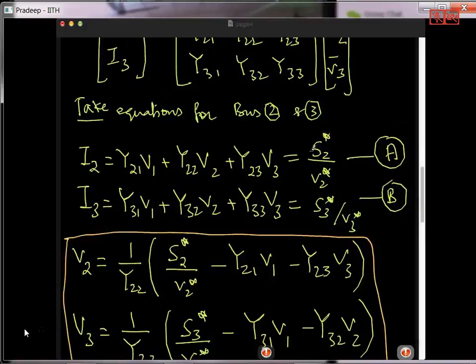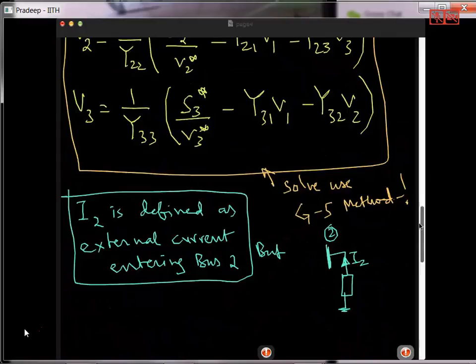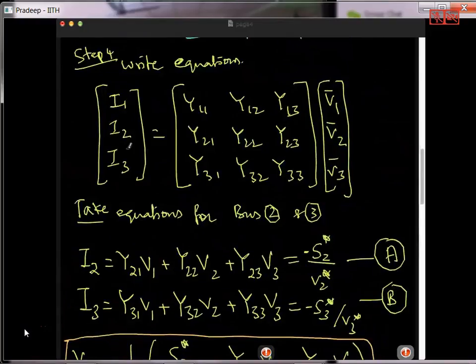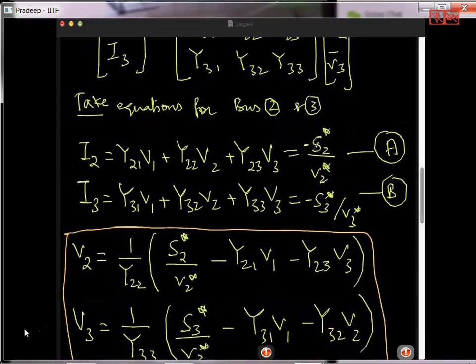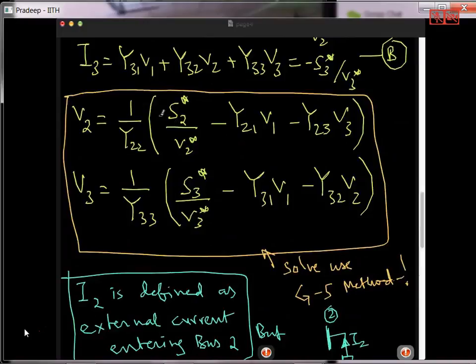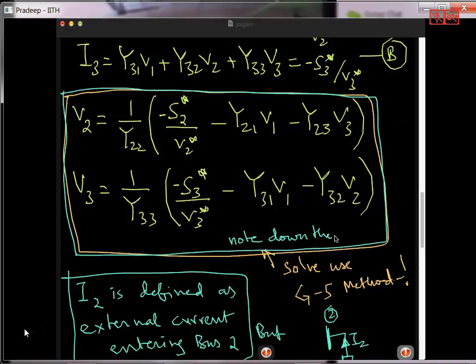So why this minus sign is required? Because in our Y bus formulation, the definition of I2 is the current entering the bus. So it should be in proper way. But we have considered for this formula current leaving the bus, so the minus sign will be there. So now these two equations I will solve using Gauss-Seidel method. So last 5 minutes, let me just quickly go back to these equations.